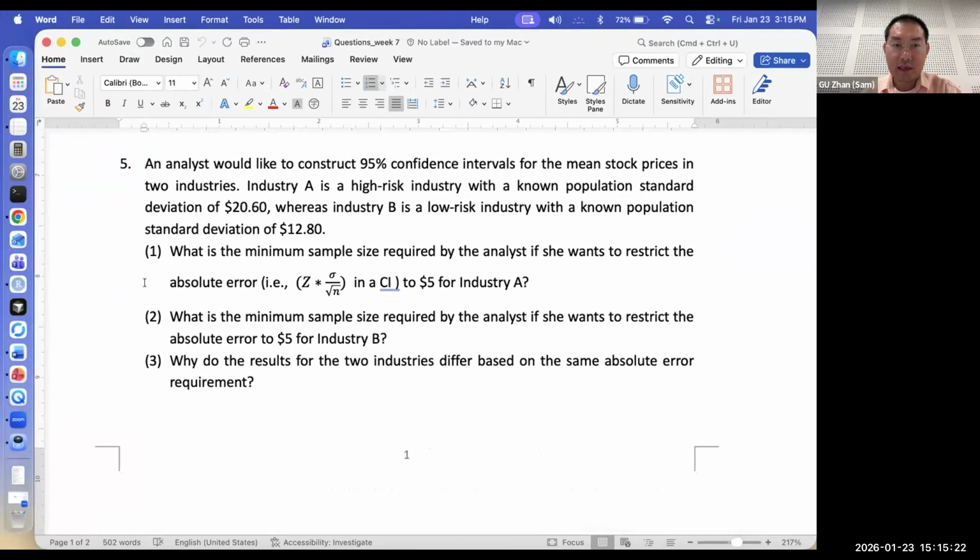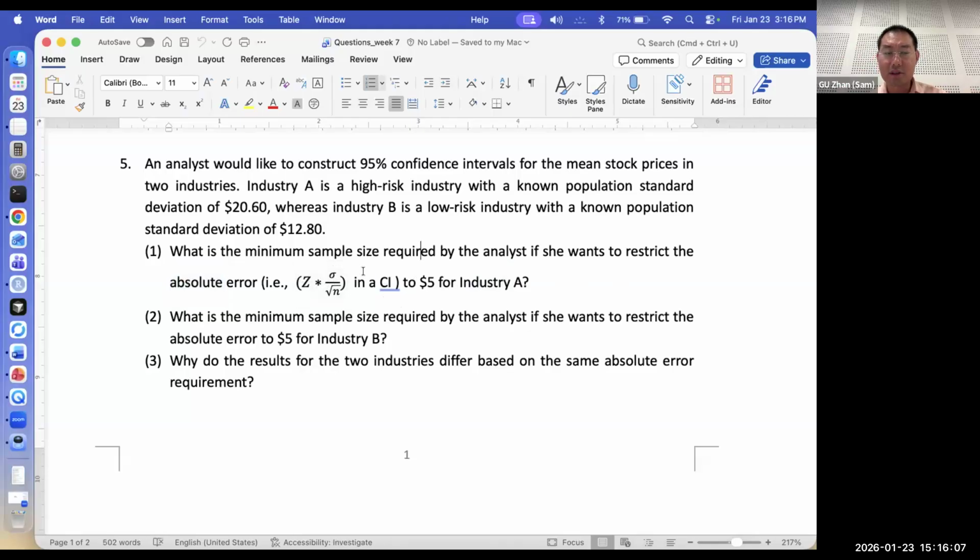Question 5. An analyst would like to construct a 95% confidence interval for the mean stock price in 2 industries. Industry A, high-risk industry with a known population standard deviation of $20, whereas industry B, low risk, with a known population standard deviation of these. What is the minimum sample size required by the analyst if you want to restrict the absolute error at $5 for industry A? Restrict the absolute error, so that means margin of error. Margin of error is equal to Z, the critical value times standard error, to be $5.